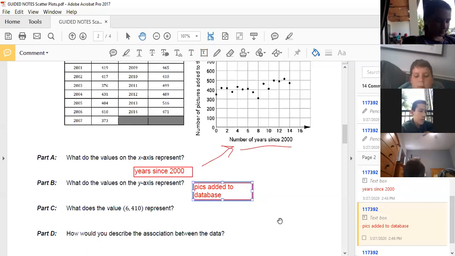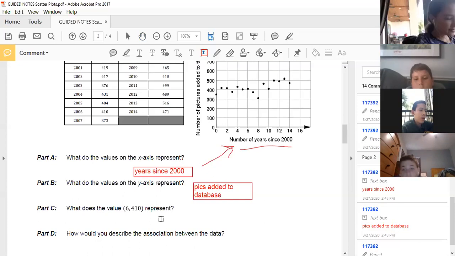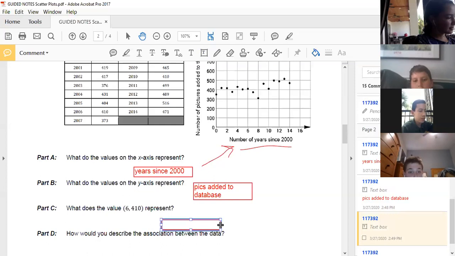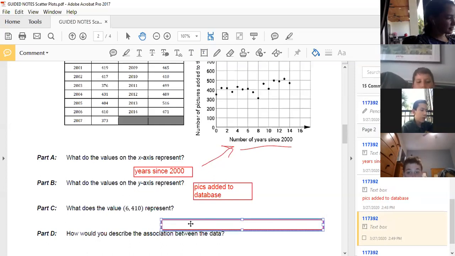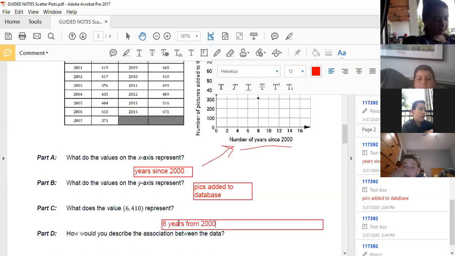Think about it for a second. I'm going to go with Ella on this one. What does the value 6, 410 represent? This is a little tricky. I have no idea. All right, Avery, help her out here. It means that in 6 years from 2000, there were 410 pictures added to the database.